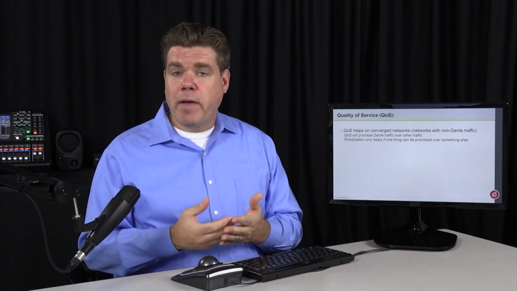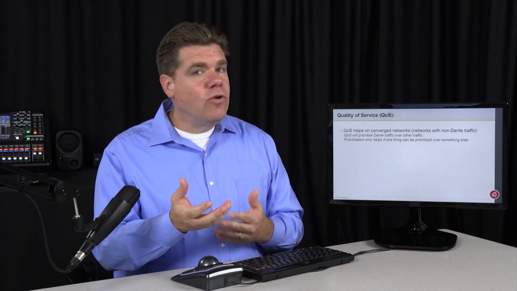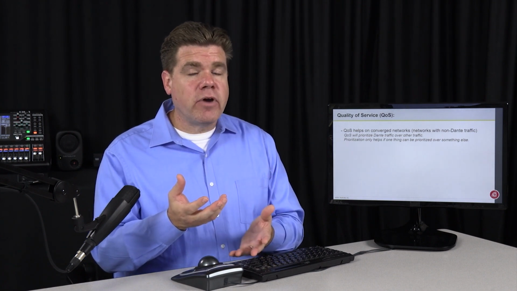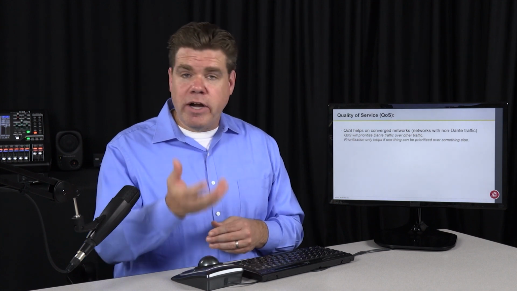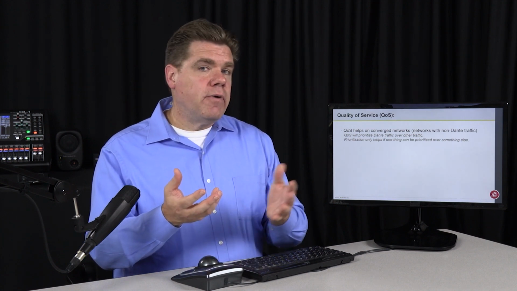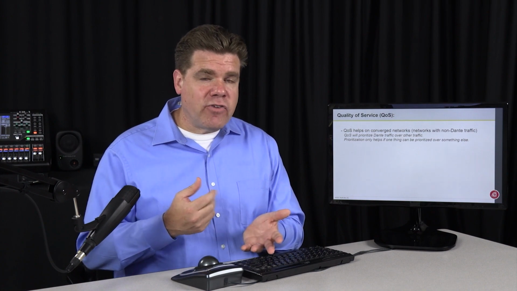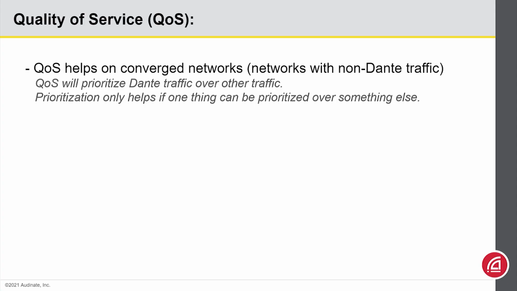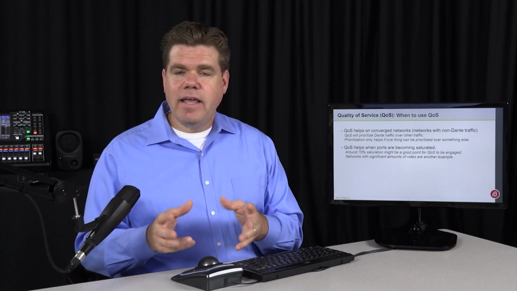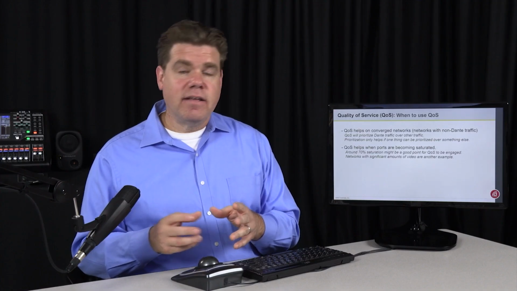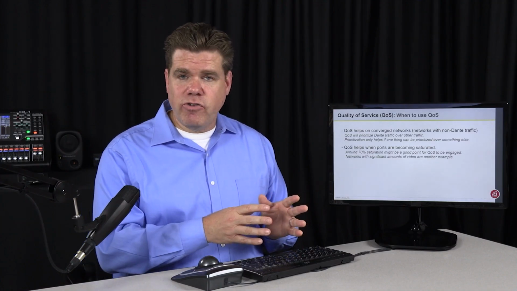Quality of service works by prioritizing some traffic, which inherently means you are deprioritizing something else. So, perhaps you say, I want to prioritize my Dante traffic, but my email and my web browsing, that can take a back seat. Another good time to consider quality of service is when traffic ports approach saturation, say 70% or something like that.